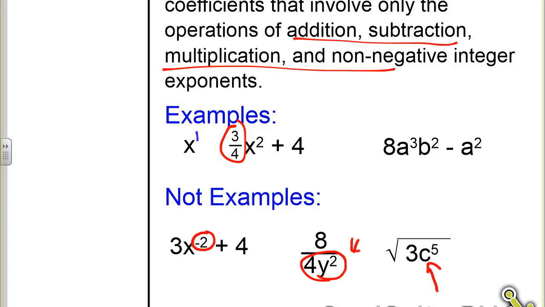Also, polynomials cannot be under radicals. That goes back to the non-negative integer concept, which we'll explore later on.